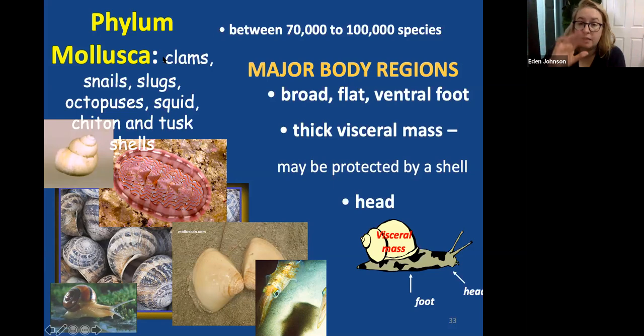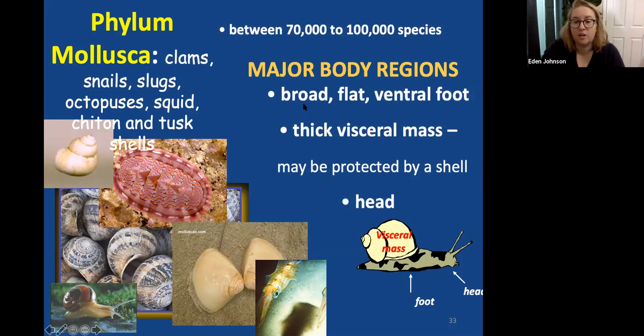Examples in the mollusks are clams, snails, slugs, octopuses, squids, chitons, and tusk shells. So hold on, let me move my box so I can see everything. You've got between 70,000 and 100,000 species. So this is a large phylum.